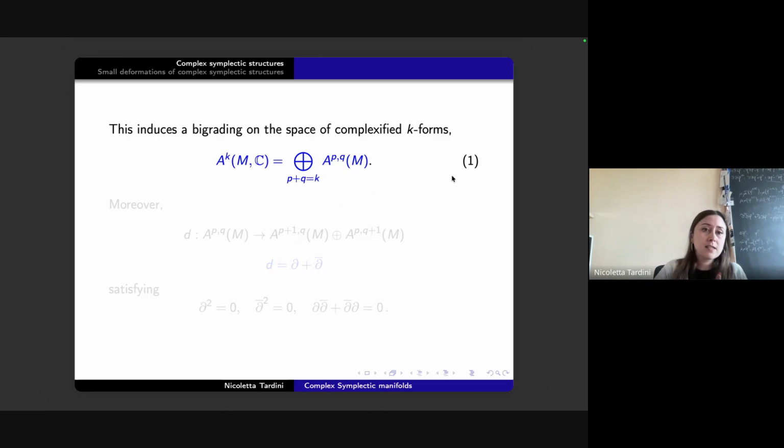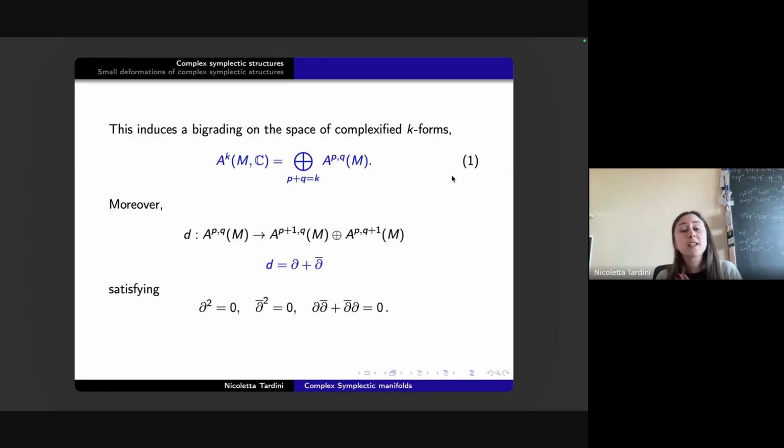And according to this decomposition, also the exterior derivative splits. In fact, if you take the extension of the exterior derivative to complex valued differential forms, that we call again d, and then you act, for instance, on a (p,q) form, then the differential of this form will be the sum of a piece that has bidegree (p+1,q) and another piece that has bidegree (p,q+1). And this, again, is equivalent to the integrability of the complex structure.